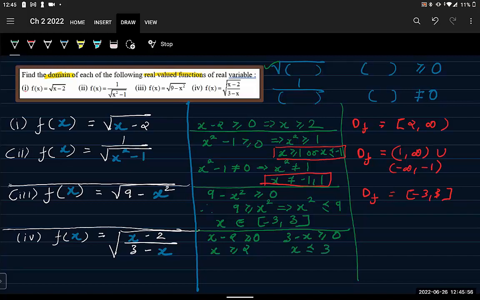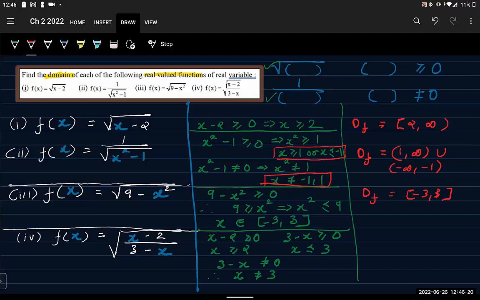Obviously, taking x to the RHS in the second inequality, we can say x is less than or equal to 3. So x is greater than or equal to 2 and less than or equal to 3. Further, satisfying our second condition of denominator, we have 3 minus x in the denominator. It should not be equal to 0. So we can say x should not be equal to 3.